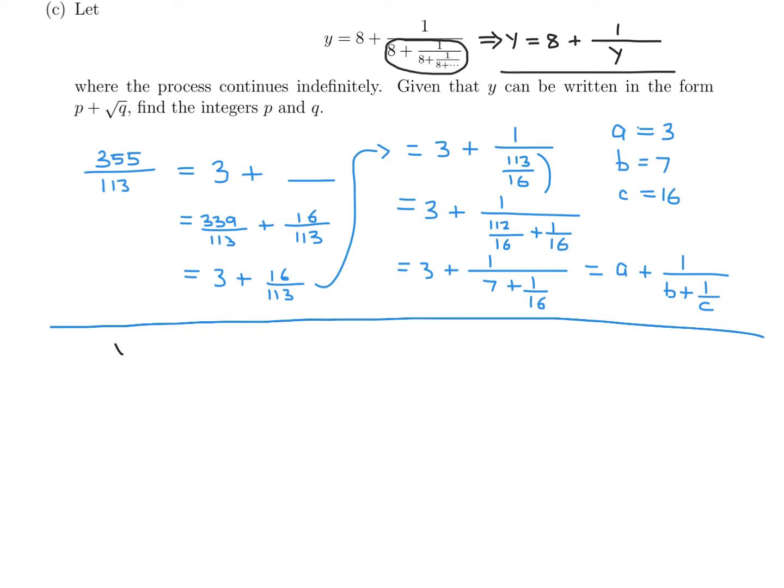Okay, so now we really just have y is equal to 8 plus 1 over y, and this can easily be solved. Multiply through by y, and you get y squared is equal to 8y plus 1.